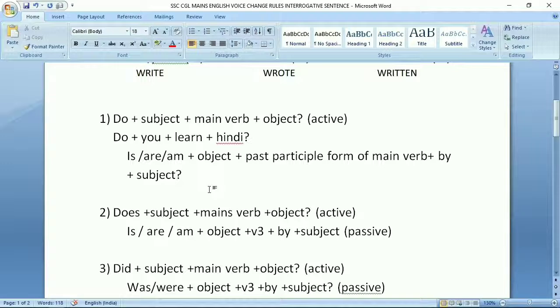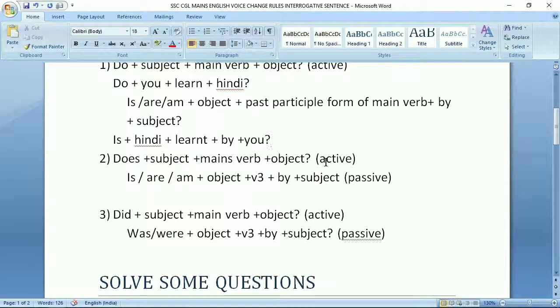So Hindi is the object, so here is, plus the object Hindi, plus the third form of learn, learned, and after that by, after that you, and in the end a question mark. In this way we can convert an active interrogative sentence that begins with do, does, or did into passive form. So this is our first rule and first sentence with example.